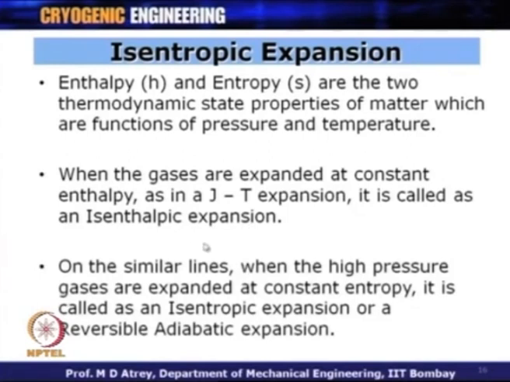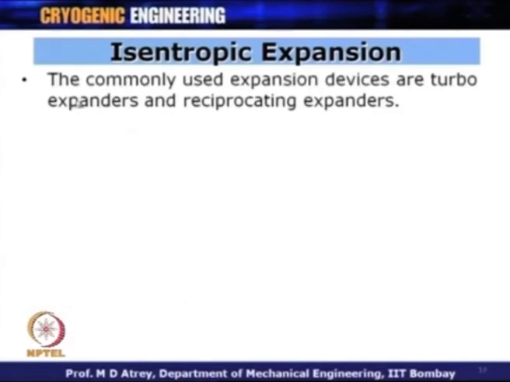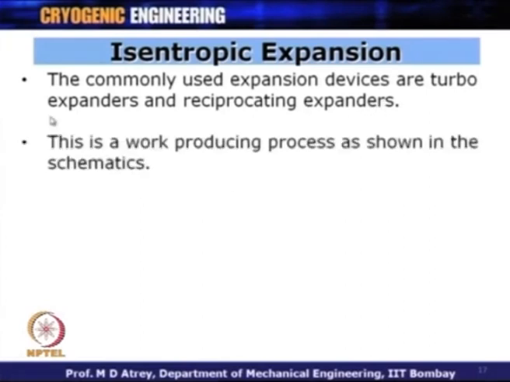The commonly used expansion devices are turbo expanders, which use a turbine for isentropic expansion, or reciprocating expanders where a cylinder and piston arrangement could be used to cause isentropic expansion. This is a work producing device. Now, this is the difference between a JT expansion and an isentropic expansion. Here in this case, when expansion occurs, some work gets produced. In a turbo expander you will get a shaft work WE when the gas expands from high pressure to low pressure, or similarly, with a reciprocating expander, what you get ultimately is a work output WE when the expansion occurs.